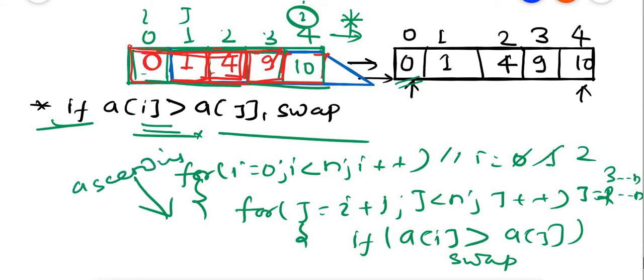Now for descending order sort, we just need to reverse this operator. So instead of the greater than symbol, we will be writing the less than symbol for descending order sort. So in this way we can sort the array elements in ascending order and descending order, and based on this logic, let us write the code to sort the array.